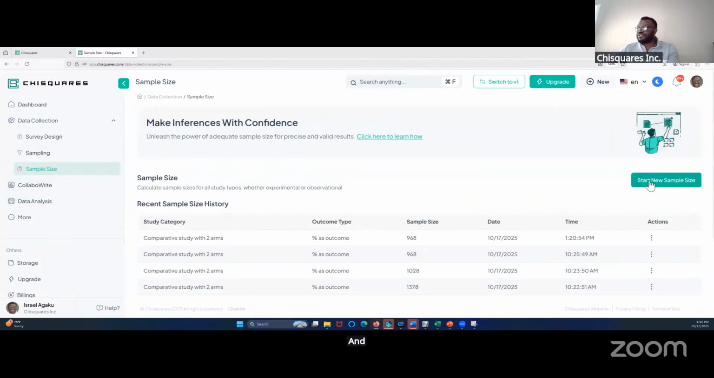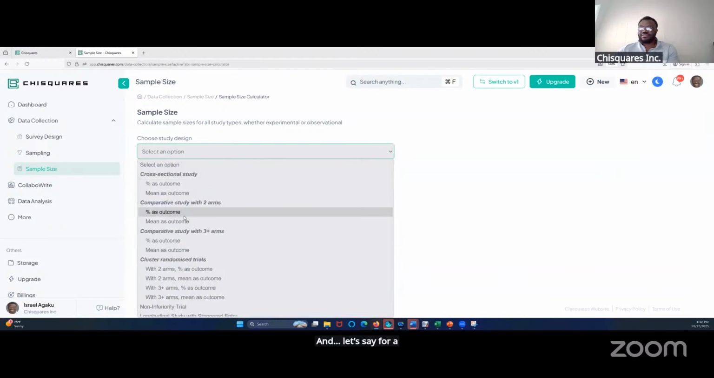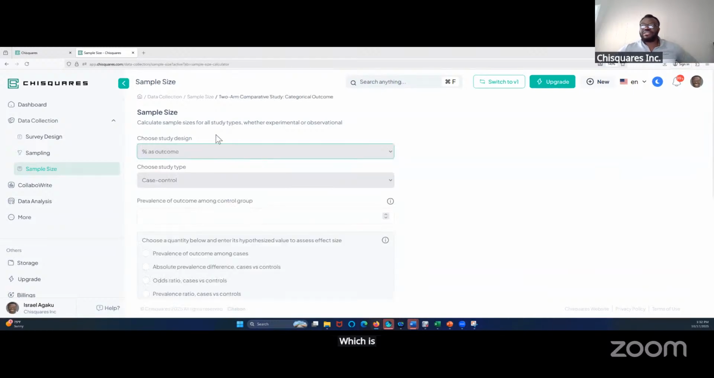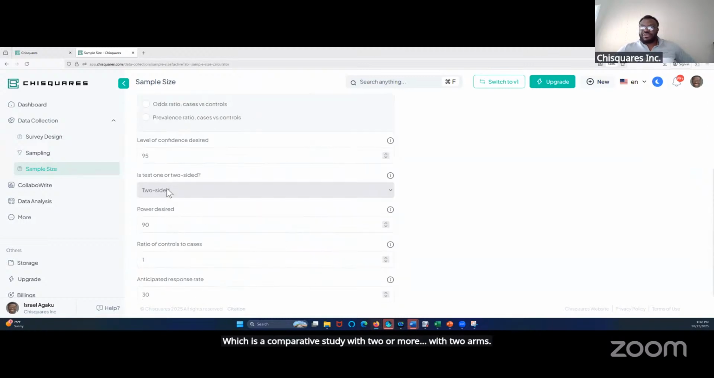And let's say for a case control study, which is a comparative study with two arms, what you need to worry about here, one, is the test one or two-sided? You want to make sure that you select a two-sided test, right? Because it's more powerful. And if you can, you want to set the power at 90. The power of a study is its ability to detect differences if they exist, right?